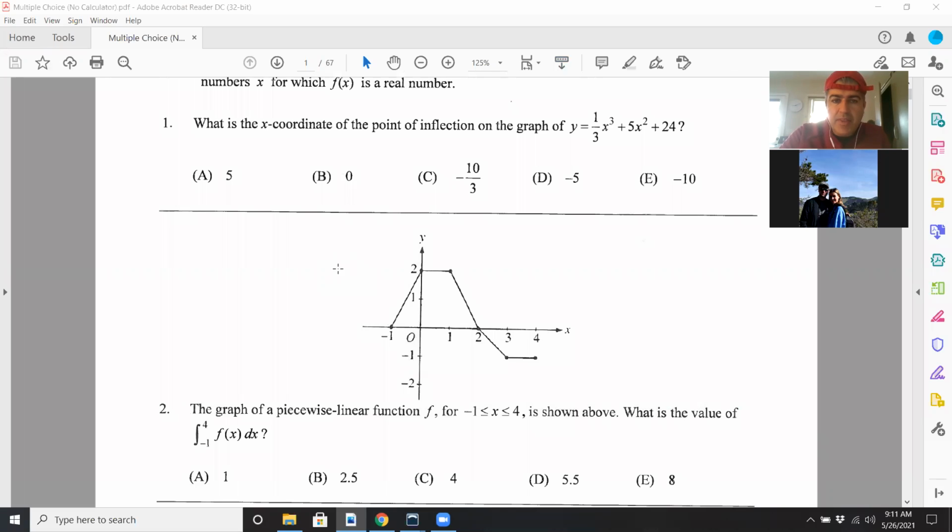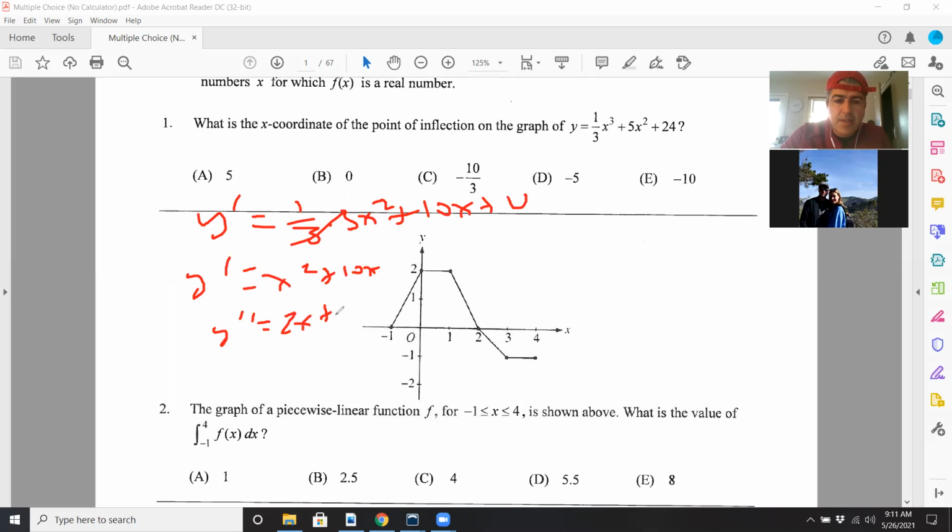So number 1, they're asking to find the x-coordinate of the point of inflection. So what you want to do here is simply take the second derivative. So you do the first derivative, of course. You gotta crawl before you walk. So y prime is just x squared plus 10x. Then you do the second derivative, which of course is 2x plus 10, and you set this equal to 0. So you get x equals -5.